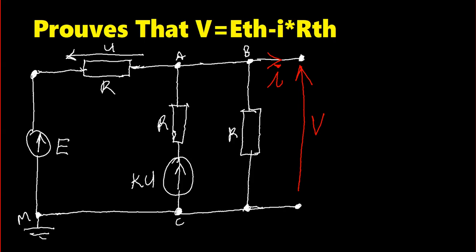Today we are going to solve another exercise under circuit analysis, and here you have on the board a diagram. We are asked to prove that V is equal to E Thévenin minus I times R Thévenin. So the aim of this exercise is to evaluate the E Thévenin as well as R Thévenin.